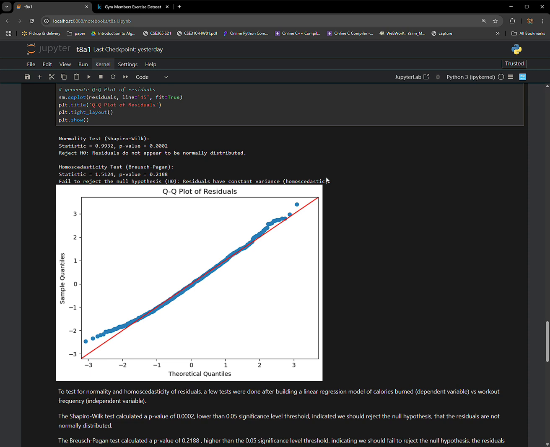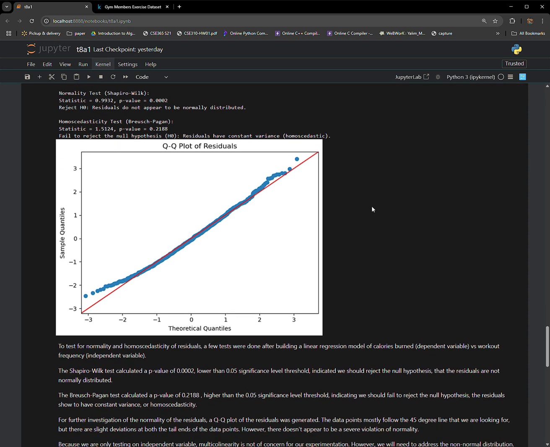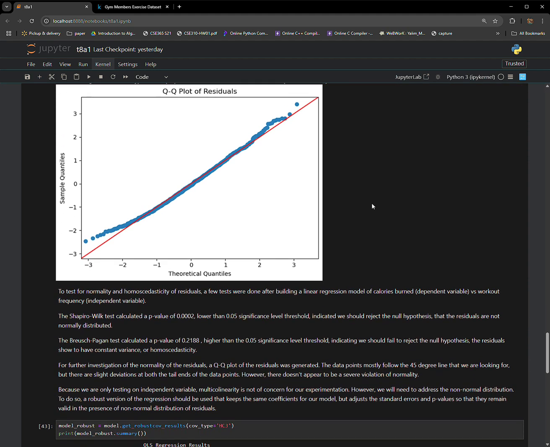And this can also be further looked at with a QQ plot of the residuals. And we can see here we're looking for our plots to follow this red line here. It's about a 45-degree angle. And as we can see, most of the data points do follow the line here. However, there are some increases on both tail ends of the plot. So this shows that there isn't a severe violation of normality of the residuals, but there is a slight normality violation.